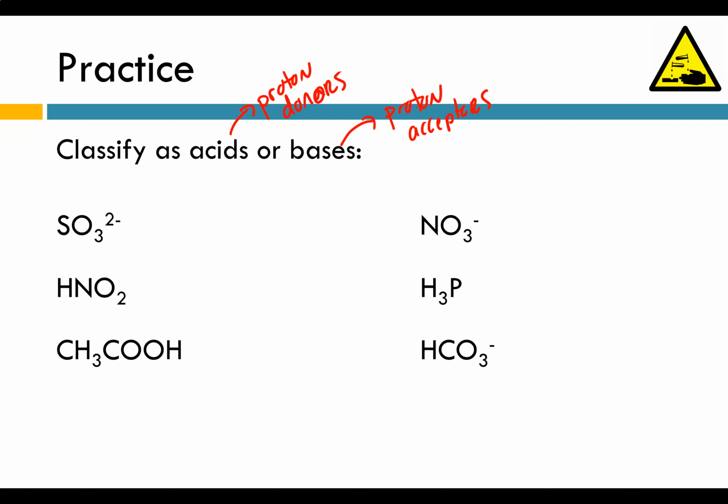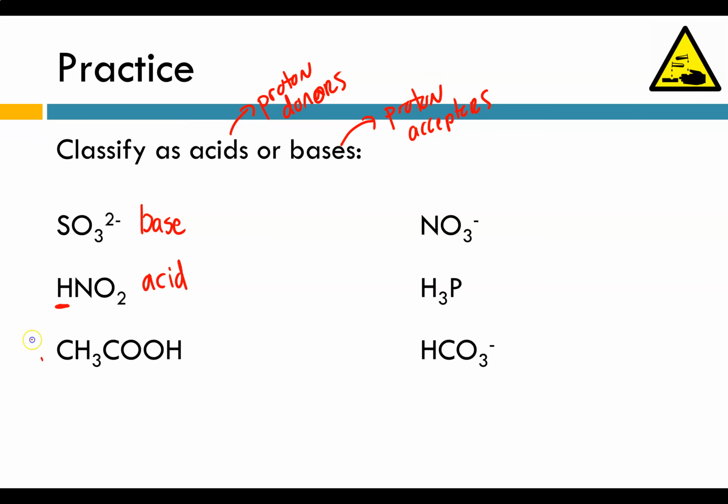All right, so we have SO3 2-. This is the sulfite ion. There are no protons to donate. There's not a single hydrogen present in that formula, so this has to be a base. Oftentimes, bases are going to have a negative charge. For our Bronsted-Lowry definition, that's usually a good sign that they're able to accept a proton. Up next, HNO2. Ooh, we do have hydrogens present. They're up at the front of the formula, so there's a high likelihood that this is going to be an acid. This is nitrous acid.